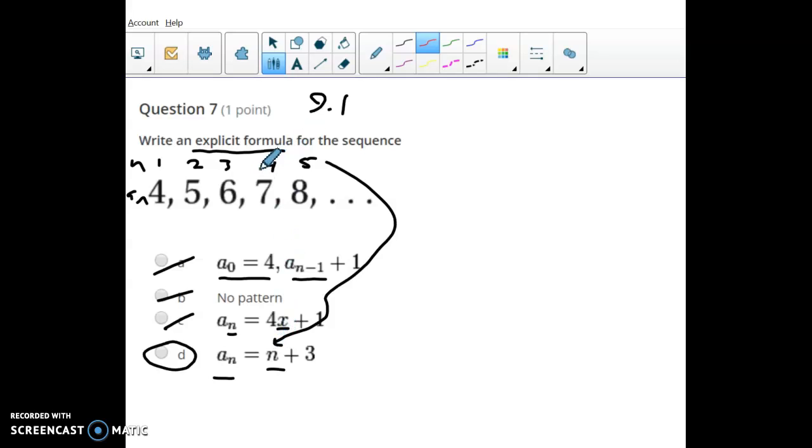And we can tell it's the right formula by inserting some numbers and seeing that for the right value of n, we get the correct a sub n value. All right, hope that makes sense.